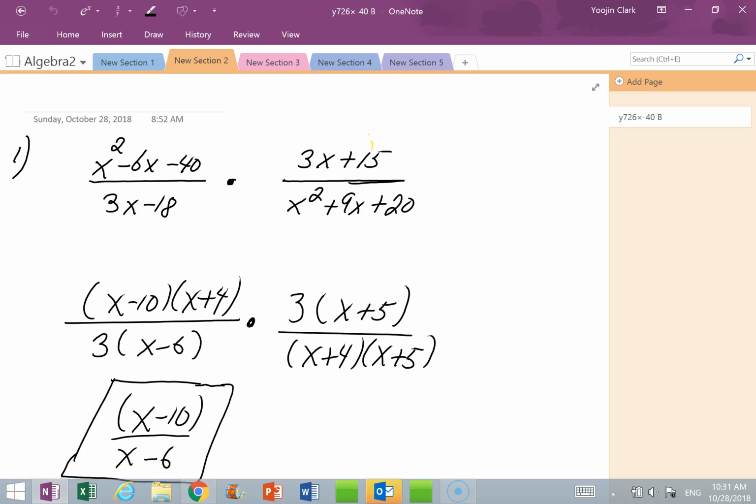So let's practice before our exam. I have some simplifying rational expressions on the exam. So basically factor and cancel. So you have to know how to factor. So I'll show you how I think.